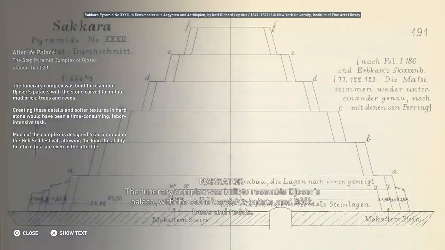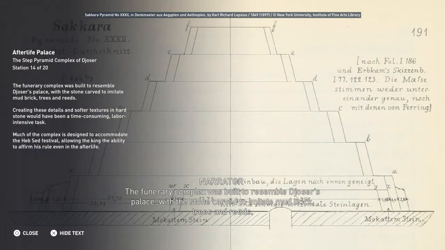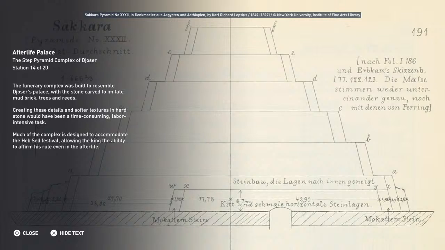The funerary complex was built to resemble Djoser's palace, with the stone carved to imitate mud brick, trees, and reeds. Creating these details and softer textures in hard stone would have been a time-consuming, labor-intensive task. Much of the complex is designed to accommodate the Hebsed festival, allowing the king the ability to affirm his rule even in the afterlife.